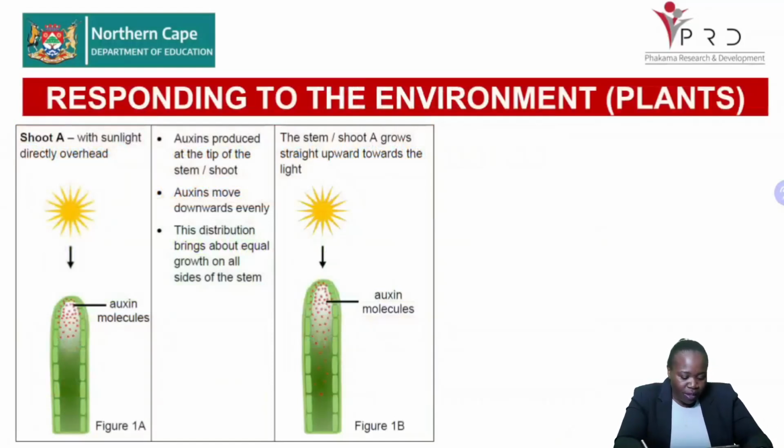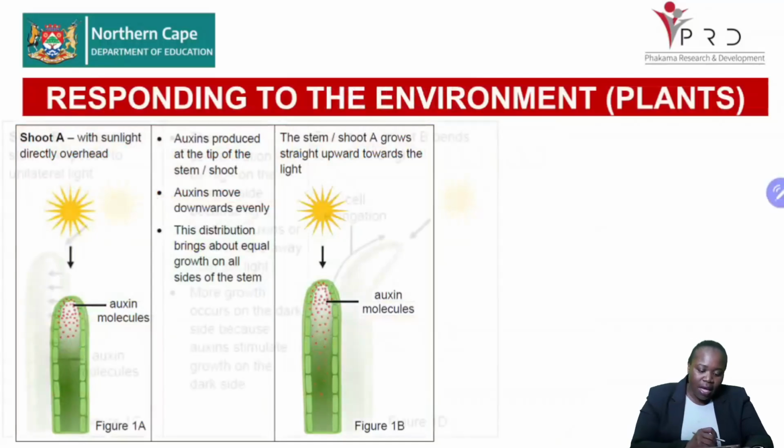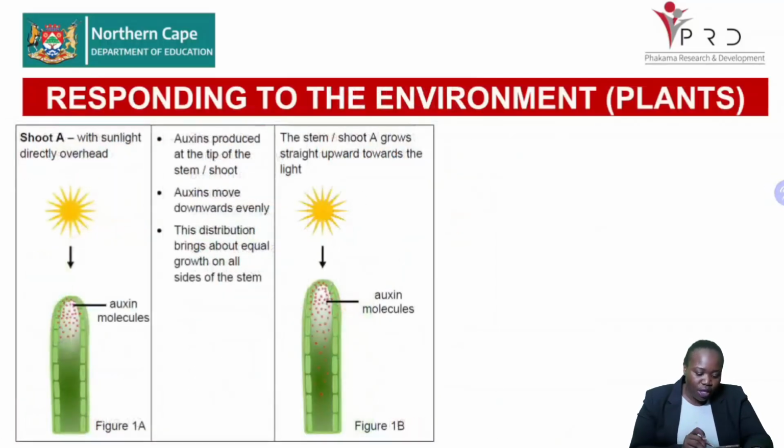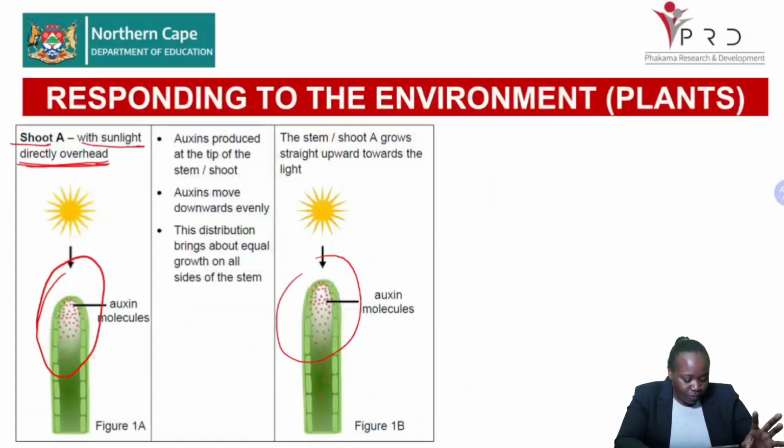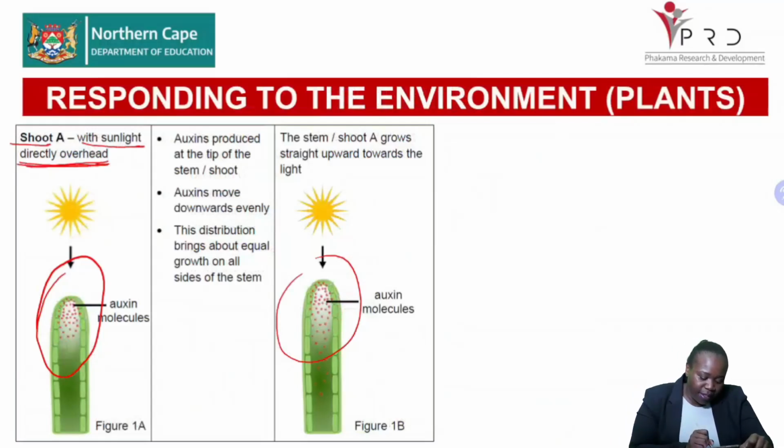Okay, now here, as we can see, we have a shoot. Remember, when we talk about the shoot, we're talking about the stem, right? So shoot A is a shoot that is receiving sunlight directly overhead. When it's receiving sunlight directly overhead, it means that the sun is going to be shining throughout the plant, so it is receiving the same amount of light throughout. Now this is what? Phototropism, because we are looking at light. The plant is responding to light.